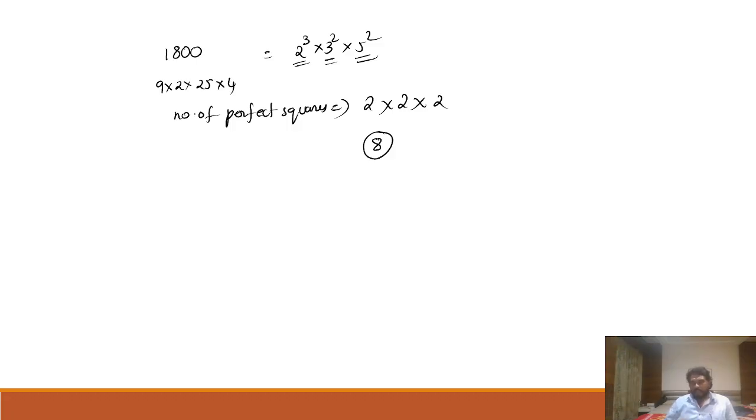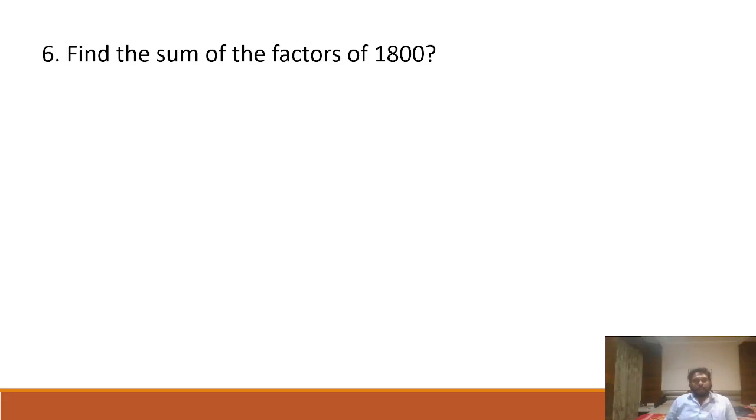Now let us move on to the last question in this model, guys. This is it. The question is, find the sum of factors of 1800. Here I'm going to give you a simple idea how to solve it. I'm not going to go into the mathematical background of this solution. So just look at it.